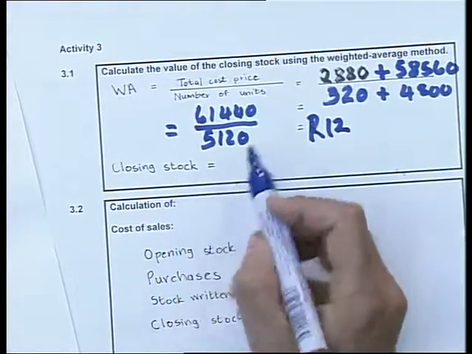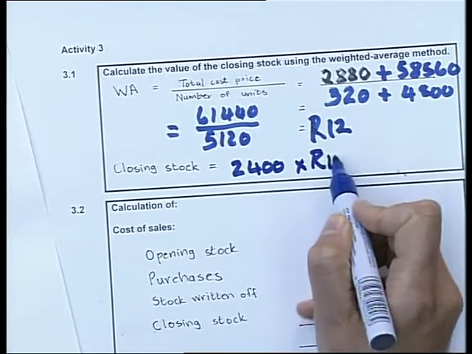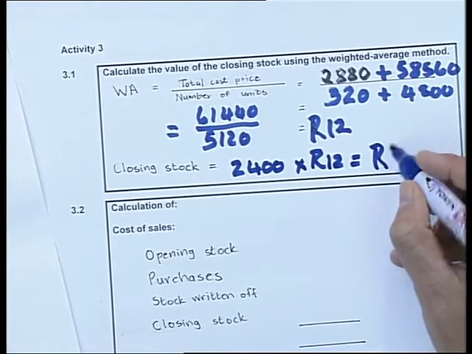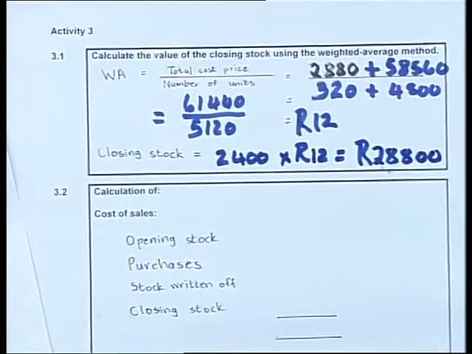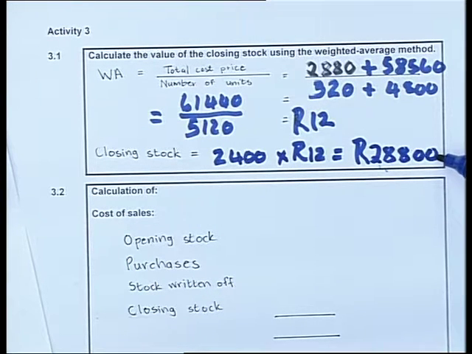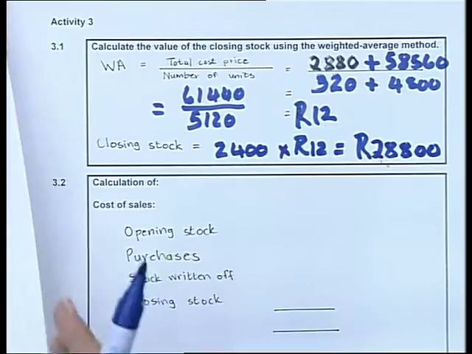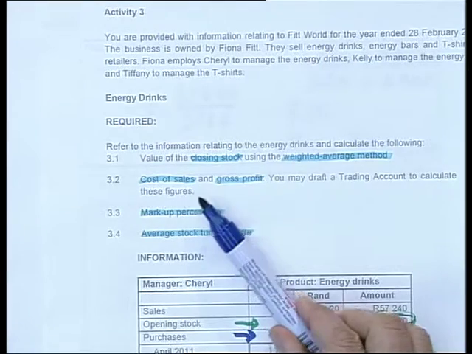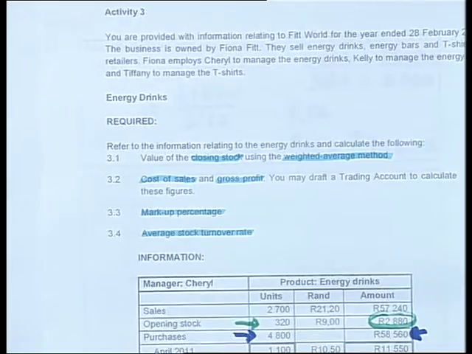The value of the closing stock is then 2,400 times 12. Okay, and that will give you 28,800. So once I have the value of my closing stock, I can now continue to calculate the cost of sales and the gross profit, and that's exactly what they want you to do. Look here, in the next question, 3.2, they say calculate cost of sales and the gross profit, and they say you may use a trading account to calculate these figures.